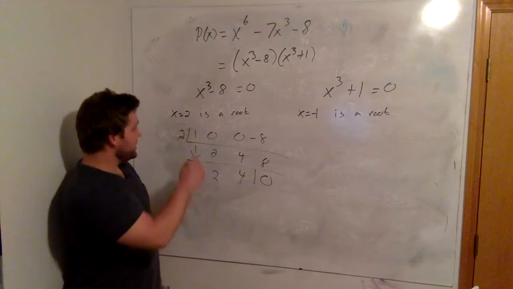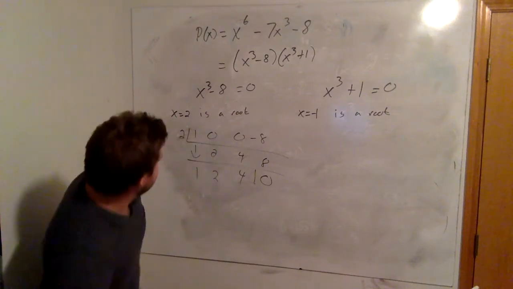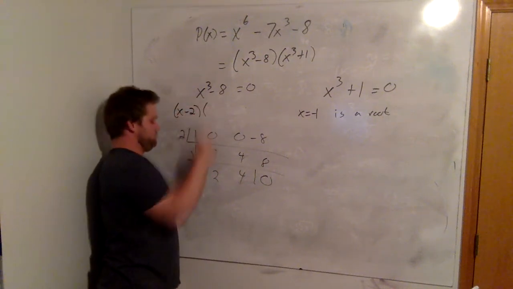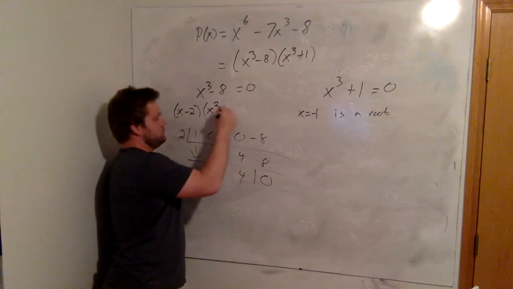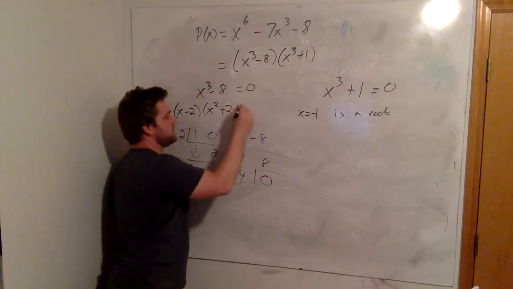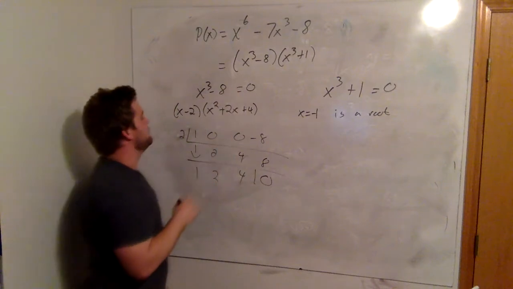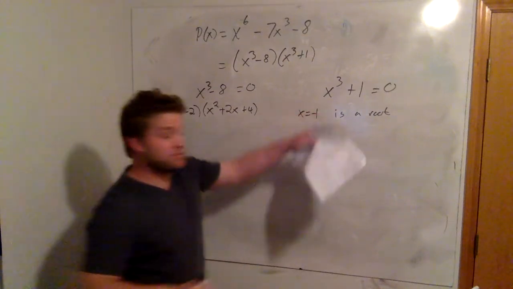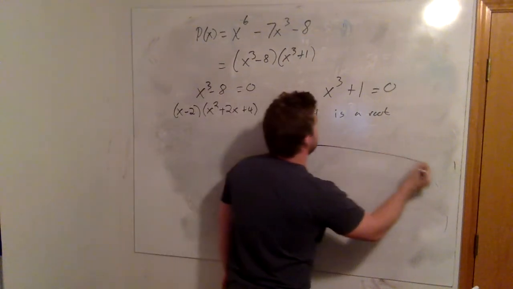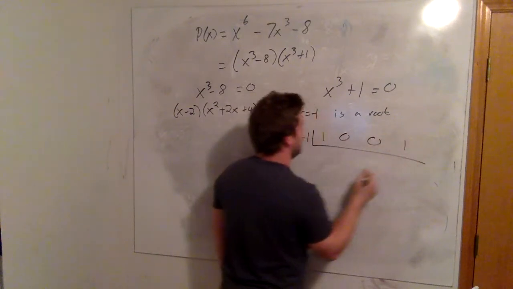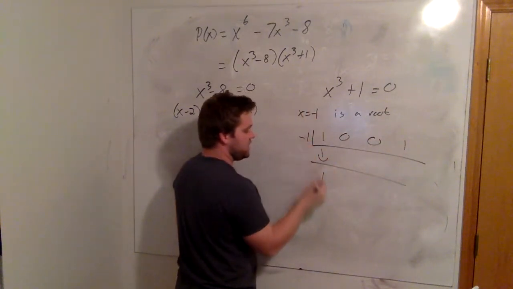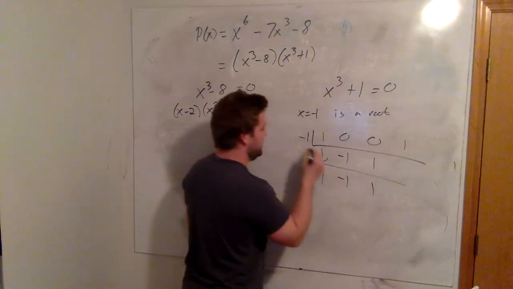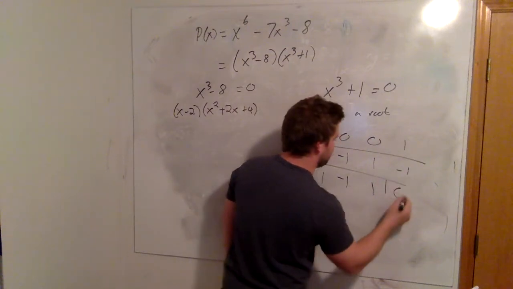Okay. So this polynomial will factor to (x minus 2) times (x squared plus 2x plus 4). That's how this polynomial will factor. We'll do the same thing with this one. I know negative 1 is a root, so let's break it down. A 1, a 0, a 0, and a 1. Drop down the 1. Negative 1 times 1 is negative 1. Add, I get a positive 1 here, a 1. Negative 1 times 1 is negative 1. I'll add these together and get 0.